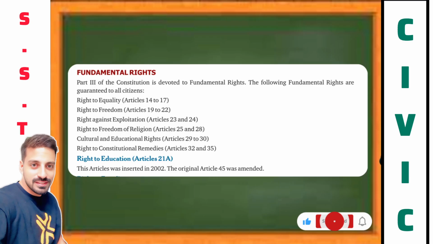Right to freedom of religion, Article 25 to 28. Cultural and educational rights, Article 29 to 30. Right to constitutional remedies, Article 32 to 35. Right to education, 21A. This article was inserted in 2002. The original Article 45 was amended.